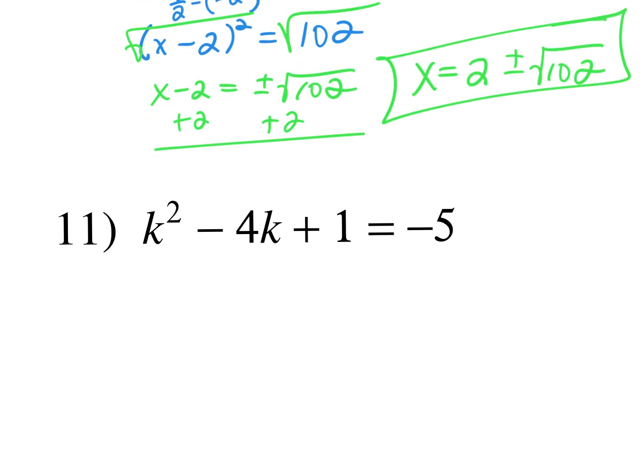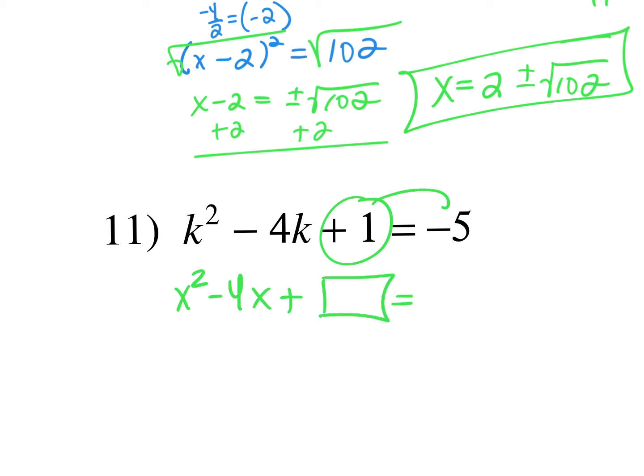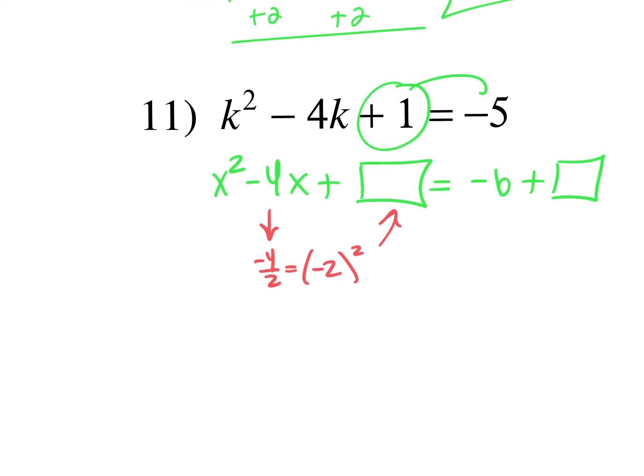What am I going to do with 11? I'm going to move the 1 over. So this becomes x squared minus 4x plus the box equals what? Negative 6 plus the box, right? Take your b term. So my b term is negative 4 divided by 2 gives me negative 2, right? So what does my parenthesis on the left-hand side look like? X minus 2 squared, good, x minus 2 squared.